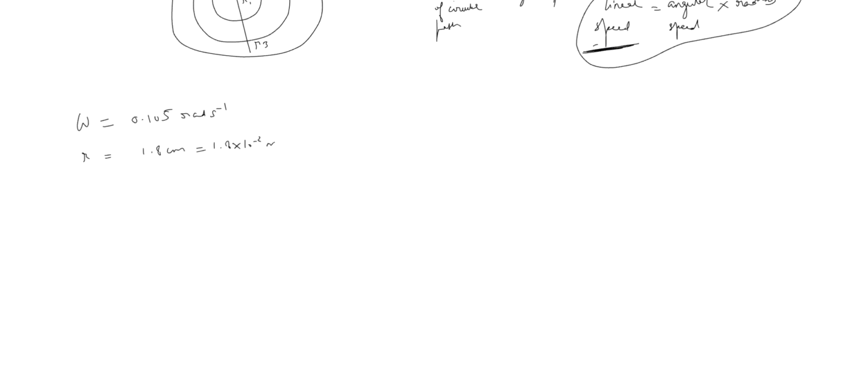Calculate the speed of the tip. V you have to calculate. V is equal to omega r. So 0.105 multiplied by 1.8 multiplied by 10 to power minus 2. So you can do this calculation and you can find it. Solve question number 8 from your book.